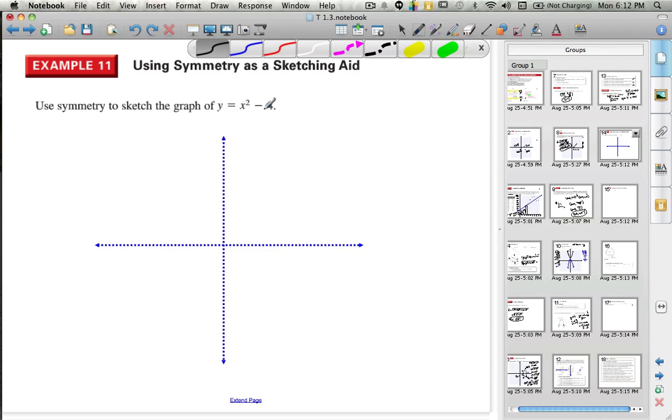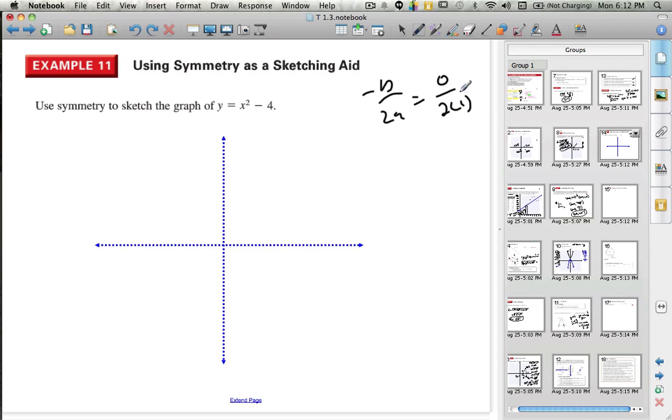If I wanted to find my vertex again, I'd have the opposite of b over 2 times a, so that's going to be 0 over 2 times 1. So that's going to be 0 for my x-coordinate of the vertex. And when I do my input-output table, when x is 0, y is negative 4, so here's 1, 2, 3, 4.